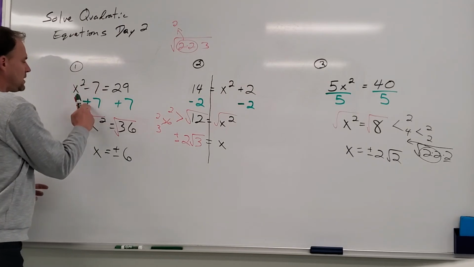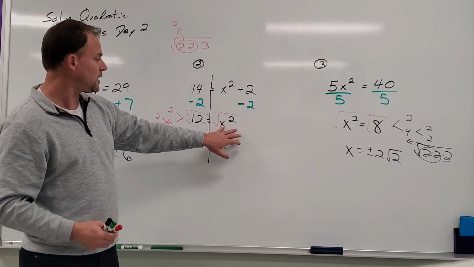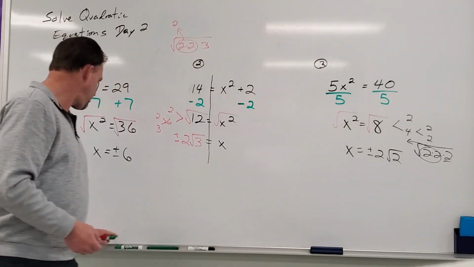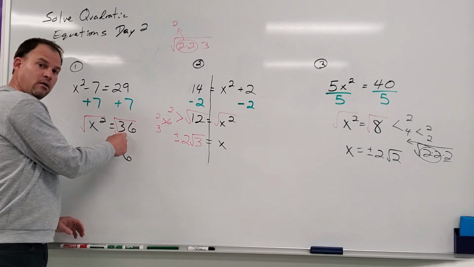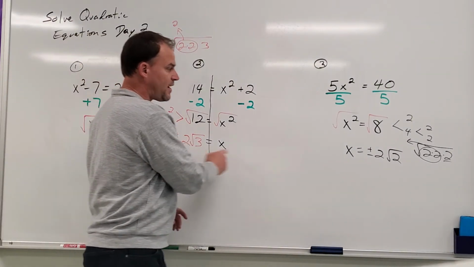One step before the square root. Do the opposite or the inverse operation to get the x squared isolated, then do your square root step. If it's a perfect square, just write the answer. If it's not a perfect square, factor tree.